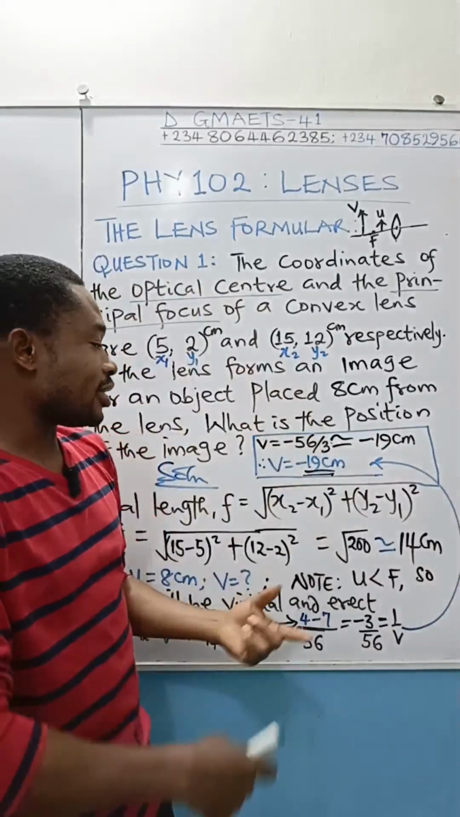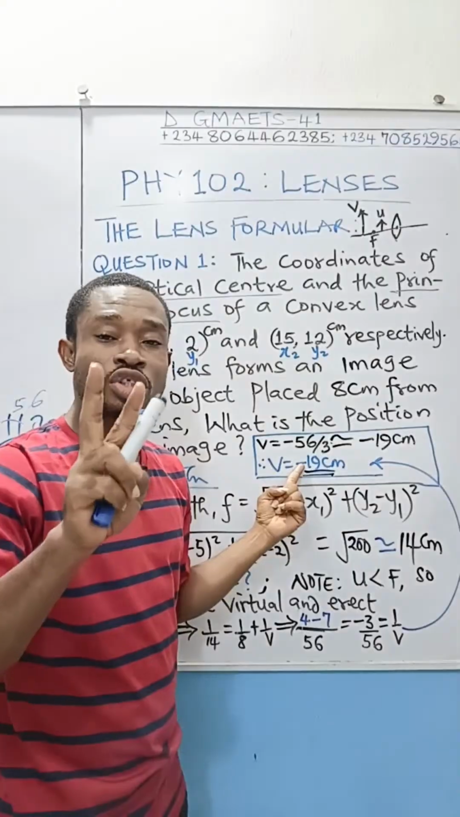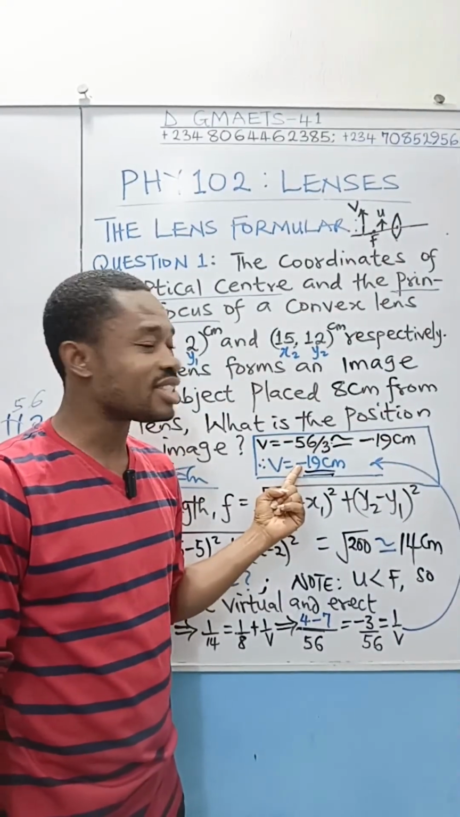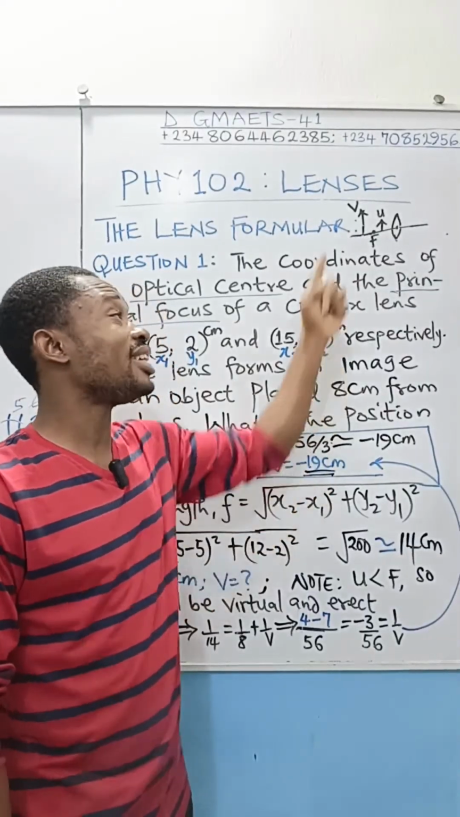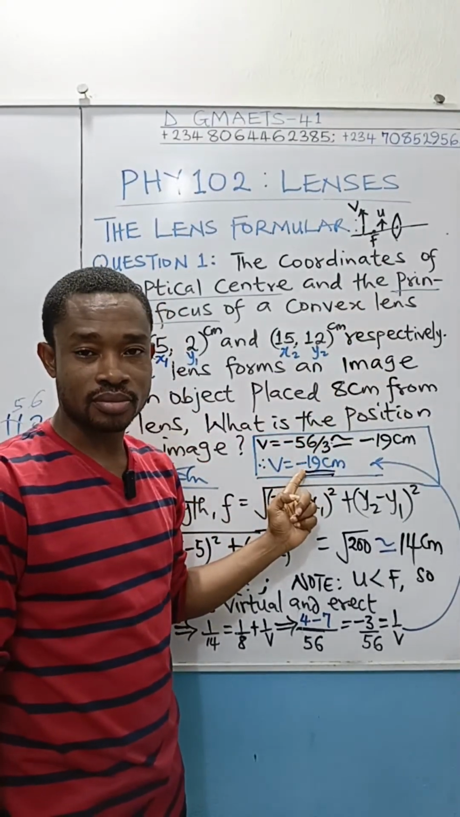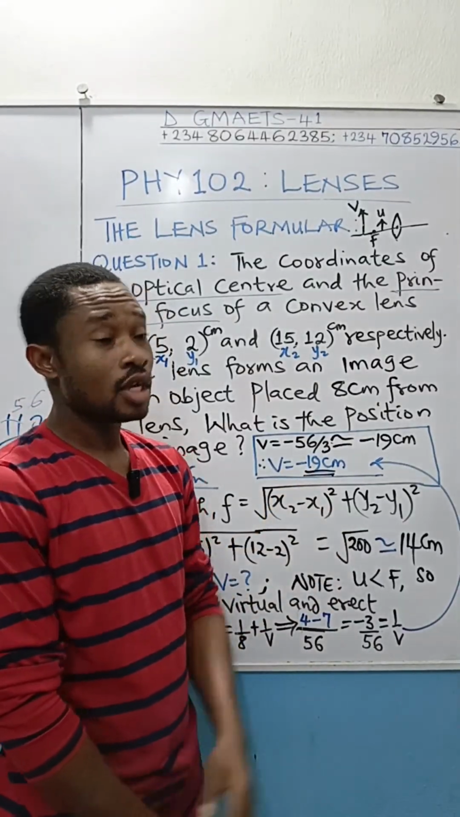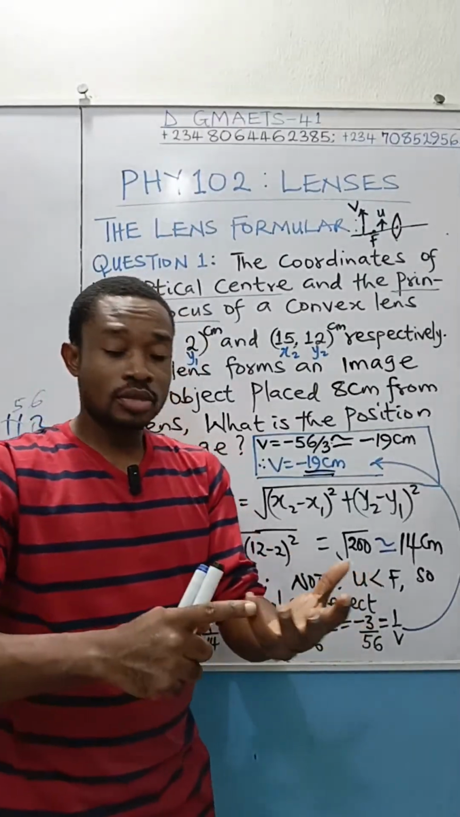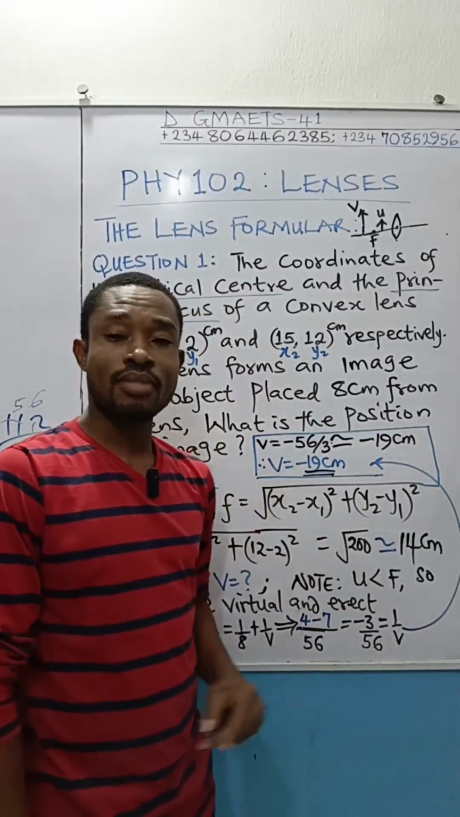So let us summarize. The position of the image is 19 centimeter. This minus shows two things. Number one, that the image is virtual, which means it is not real. Number two, the image is on the same side as the object. So we have gotten the image position 19 centimeter on the same side as the object. Now, what about the nature? The nature, the image is virtual, it's not real. Why? Because of this minus.